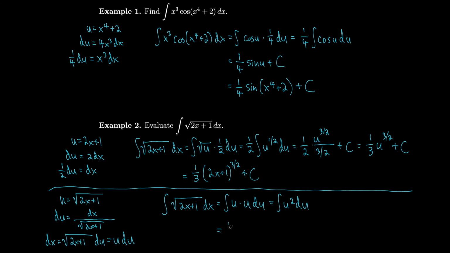So that's very easy to integrate. Just u cubed over 3 plus c, and that's just 1/3 times 2x plus 1 to the 3/2 plus c, which is exactly what we got before.